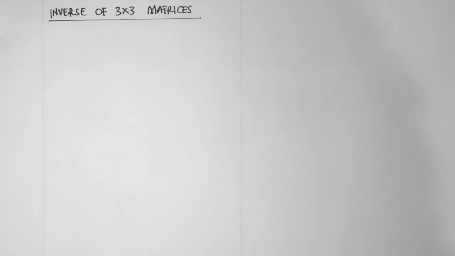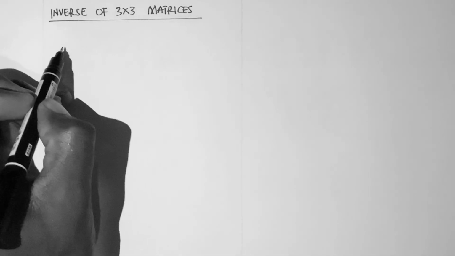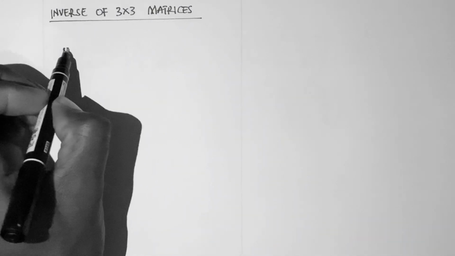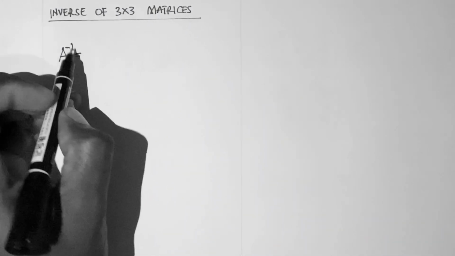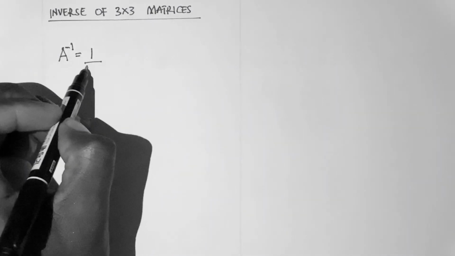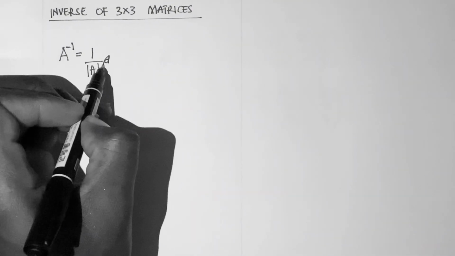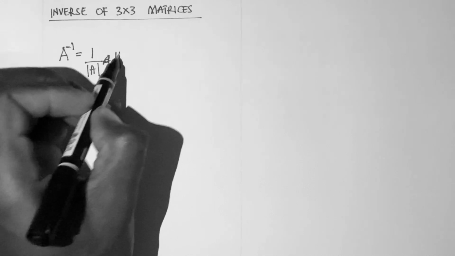Now let's talk about the inverse of 3 by 3 matrices. So if we have a matrix A, then the inverse of matrix A is given by 1 over the determinant of matrix A, times the adjoint of matrix A.